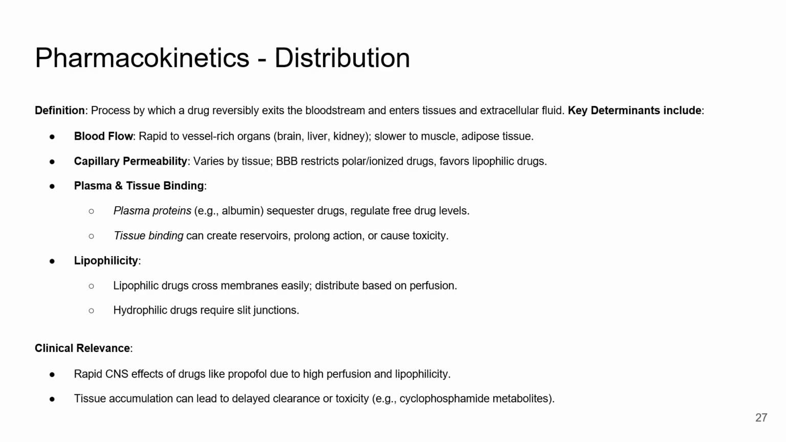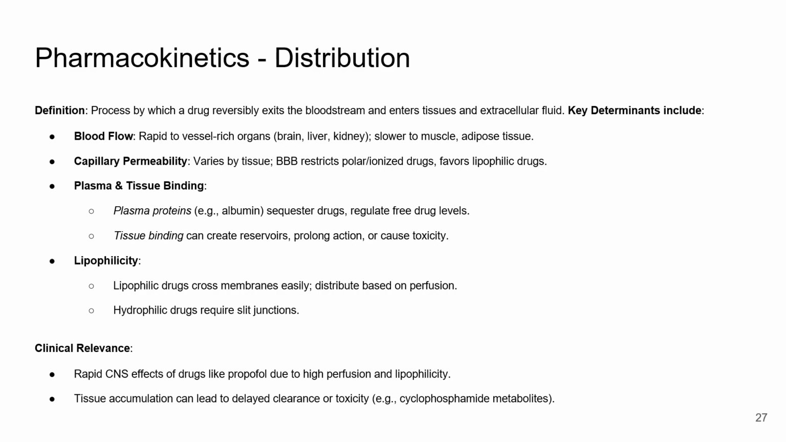So this explains why some drugs will have rapid effect in the brain, but take longer to balance out in fat or muscle. Next is capillary permeability. And we want to remember that capillary permeability varies by tissue. So the blood-brain barrier is especially restrictive. It limits polar and ionized drugs, while it allows lipophilic drugs to pass more easily. And this is why not all medications will affect the central nervous system because of this blood-brain barrier.